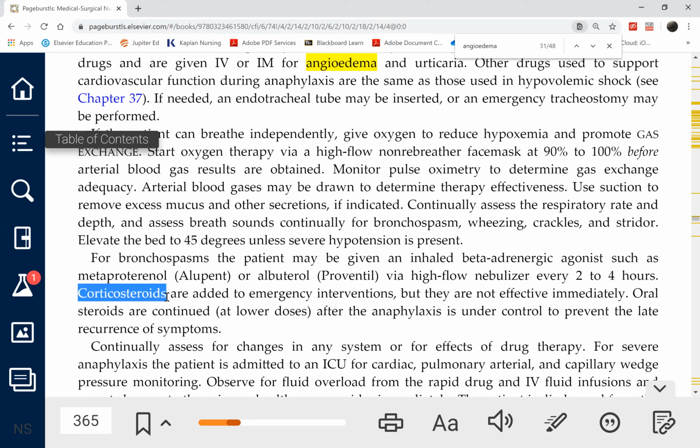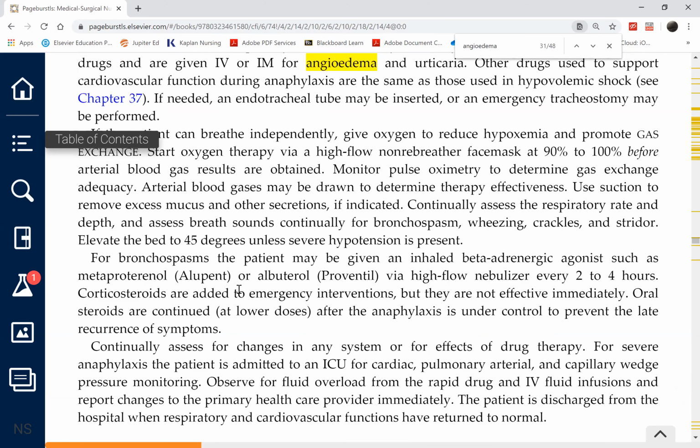Corticosteroids are added to emergency interventions, but they are not effective immediately. So that's why you don't go for the steroids first, because will this work right away? No, the patient will be dead before this thing dilates your bronchus. So we always go for epi first, because that will counteract the massive vasodilation that is happening. So that will be replaced instead with vasoconstriction.